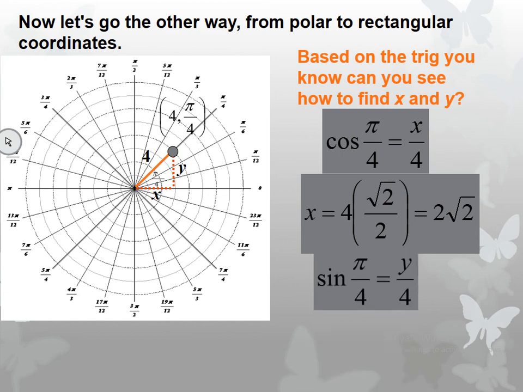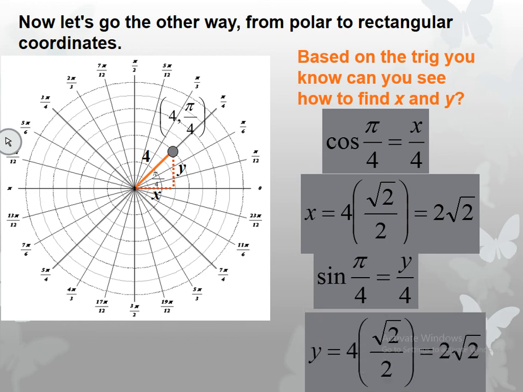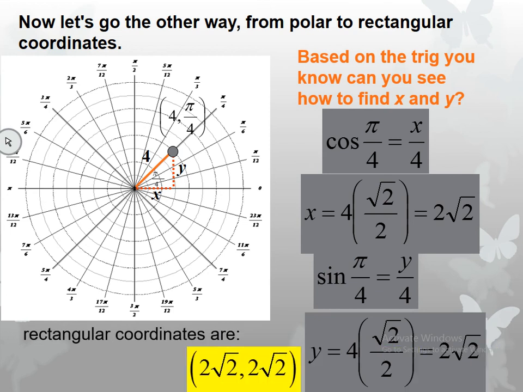Do the same thing for the y value. Sine of pi over 4 is opposite over hypotenuse. So y over 4 in this case. Multiply both sides by 4, you get 4 sine of pi over 4. The sine of pi over 4 is radical 2 over 2 again. So the ordered pair is 2 root 2 comma 2 root 2, and that yellow ordered pair is now the rectangular coordinates to get the point 4 comma pi over 4.